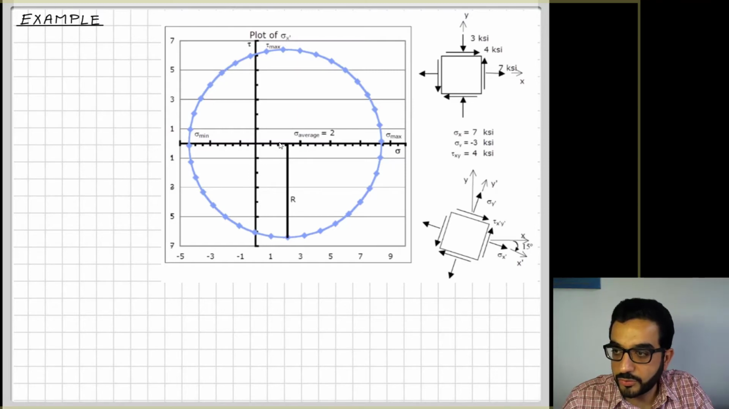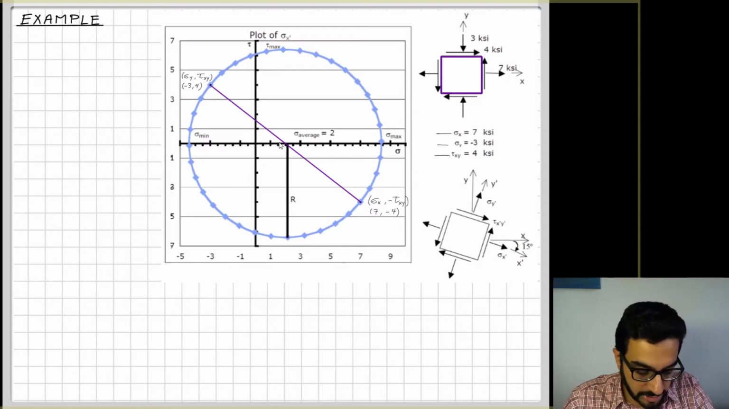So the first thing you do is represent the given stress block in the Mohr circle as a diameter. You do that by plotting the 2 points: sigma x and negative tau xy, and sigma y and tau xy. If you connect these 2 points on the circle, that's the diameter representing that block, which I'm referring to here in purple.